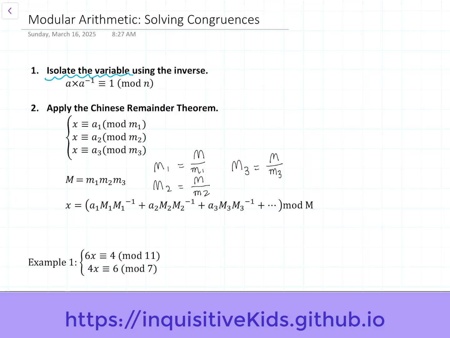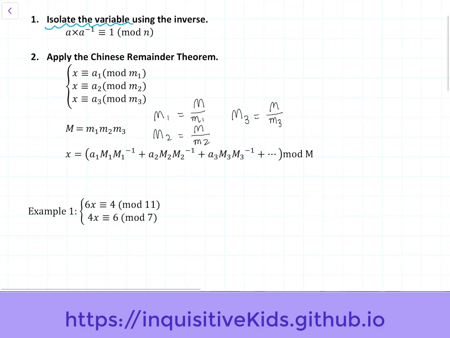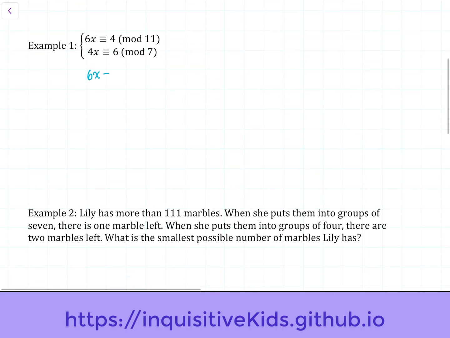Let's look at our first example. Usually you understand it better if you see the steps in action. Here we have two congruences: 6x is congruent to 4 modulus 11, and 4x is congruent to 6 mod 7. The first step is to isolate the variable by multiplying the inverse on both sides. Let's start with 6x is congruent to 4 mod 11.